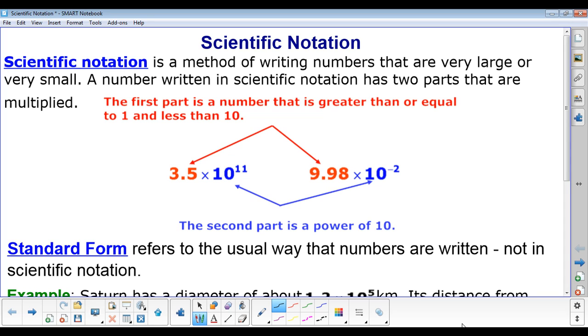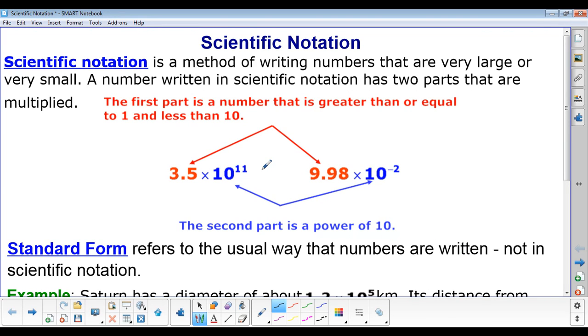Okay, so what is scientific notation? Scientific notation is a way that we can write numbers that are really, really big or really, really small. Especially, you guys have probably seen in your calculators, sometimes you type something in that's too big for the calculator to give you the answer, or too small for it to give you the answer. And so, what it'll do is it'll give you your answer in scientific notation.